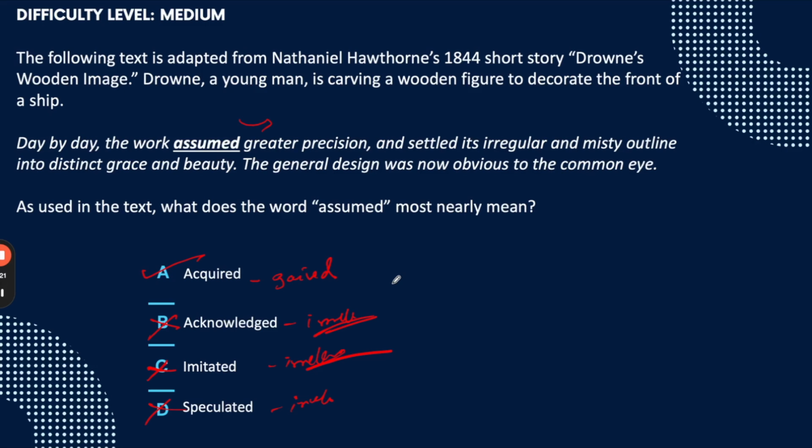It makes no logical sense to say that the work acknowledged greater precision or the work imitated greater precision or the work speculated greater precision. With this, we have a very clear answer, that is choice A. And now we'll be moving on to the higher difficulty level question.